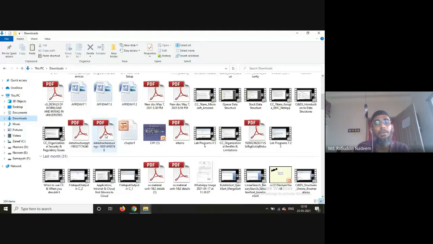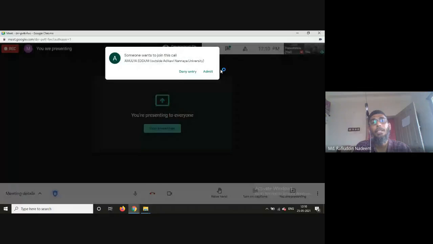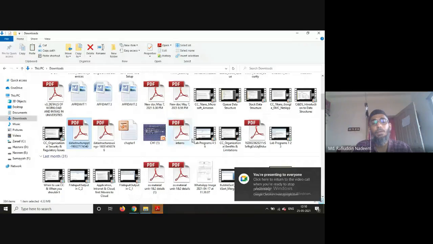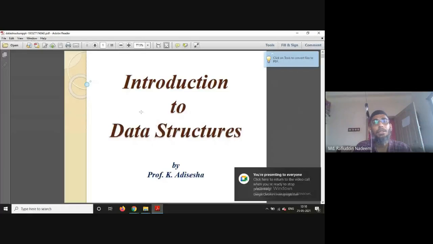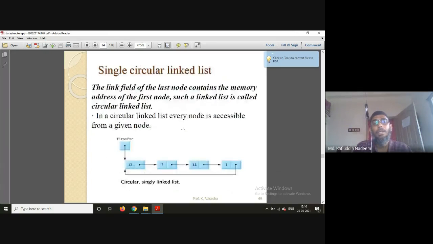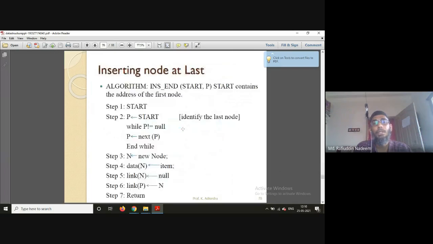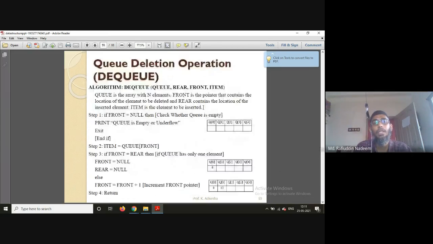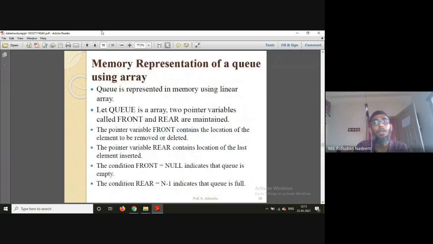We have just differentiated between the two types of data structures we generally have: one is a linear data structure and the other is a non-linear data structure. Earlier we discussed the linear and non-linear data structures, but now we will talk about the non-linear data structures.